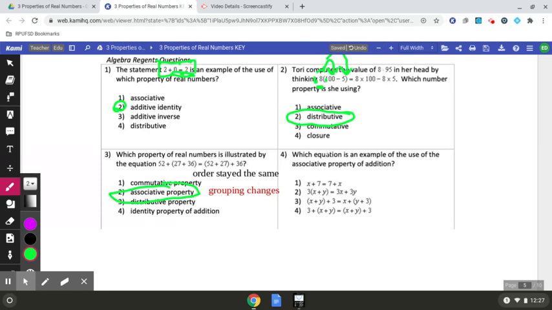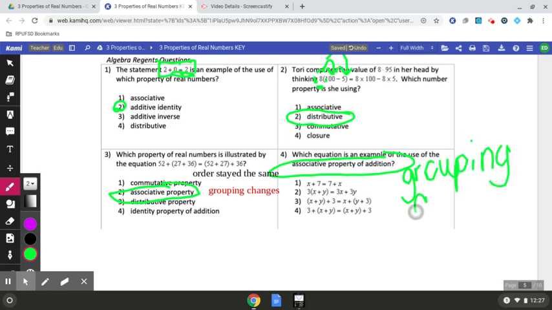Which equation for number 4 is an example of the use of the associative? So that's the same thing, associative. We want to look for the grouping changing. So we want order to stay the same, but we want the grouping to change. So when we look at our 4 answer choices, choice 1, my order changed. X plus 7 equals 7 plus X. For number 2, we have 3 on the outside, and then it's being distributed into the parentheses. So that's a distributive property.